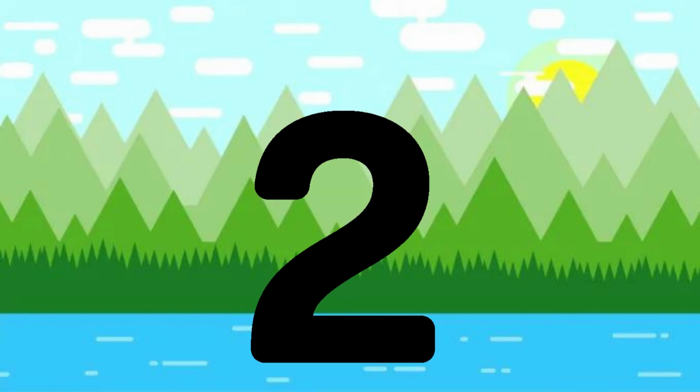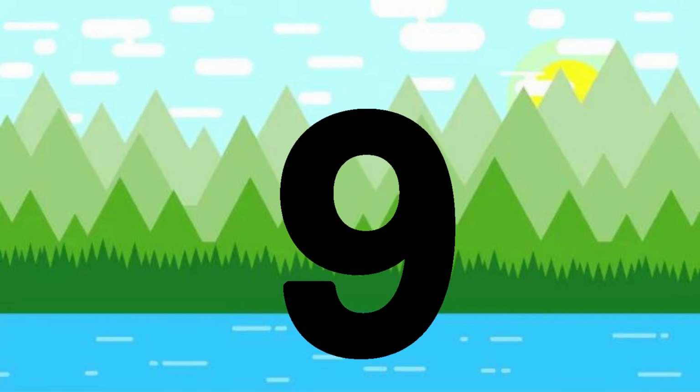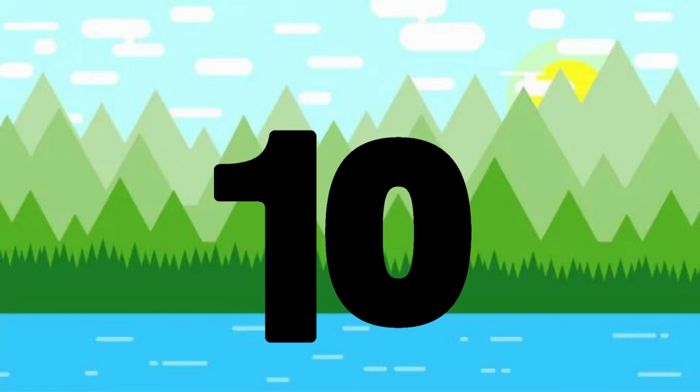One little, two little, three little numbers. Four little, five little, six little numbers. Seven little, eight little, nine little numbers. Ten little numbers.